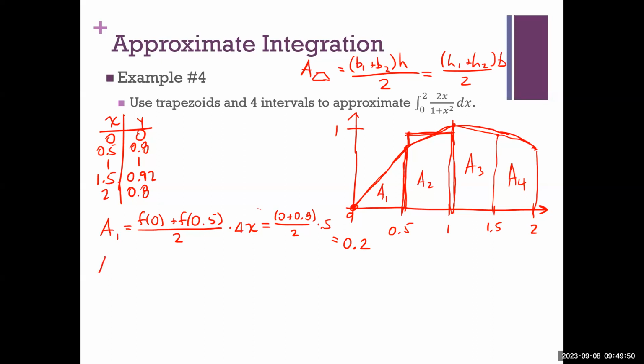Let's write out long form just one more of these. If I want to find the second area for the trapezoid, what points am I going to use? f of 0.5, f of 1, all over 2 times delta x. So 0.8 plus 1 over 2 times 0.5, which is I believe 0.45.